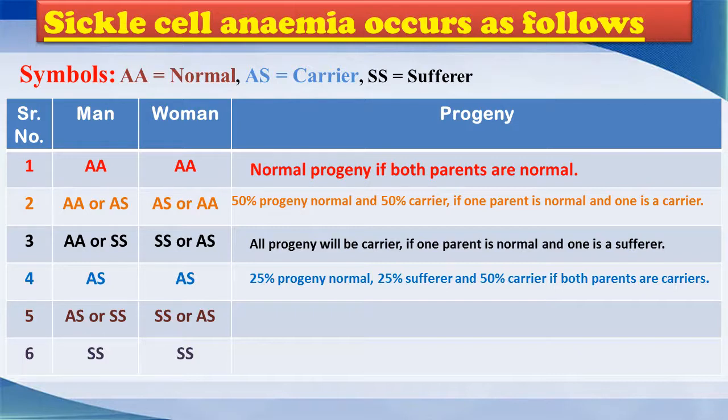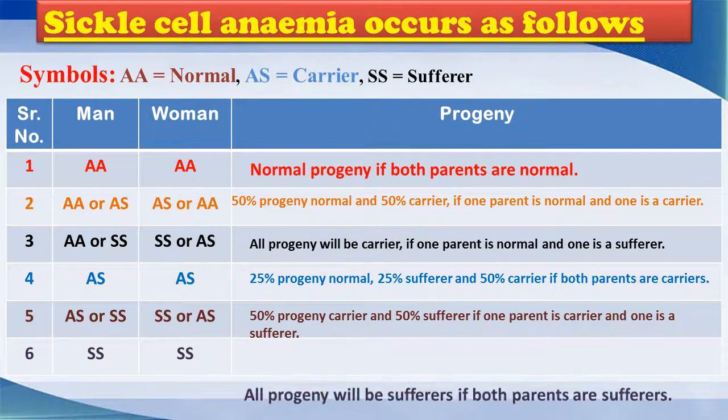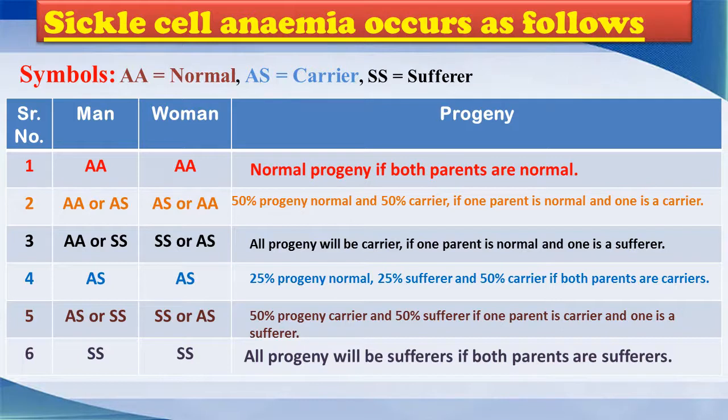Okay, and in the fifth condition we have the man as a carrier, that is AS, or sufferer, that is SS, and the woman as sufferer or carrier. Then in this condition 50% of the progeny will be carriers and 50% sufferers, if one parent is a carrier and one is a sufferer. And in the sixth case, if both the male and female parent are sufferers, then all progeny will be sufferers. So this is how the progeny will be affected or not affected by this disease.